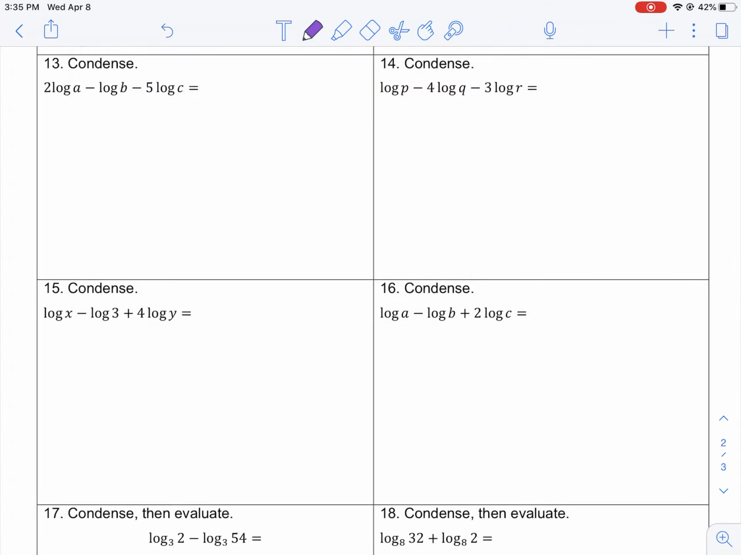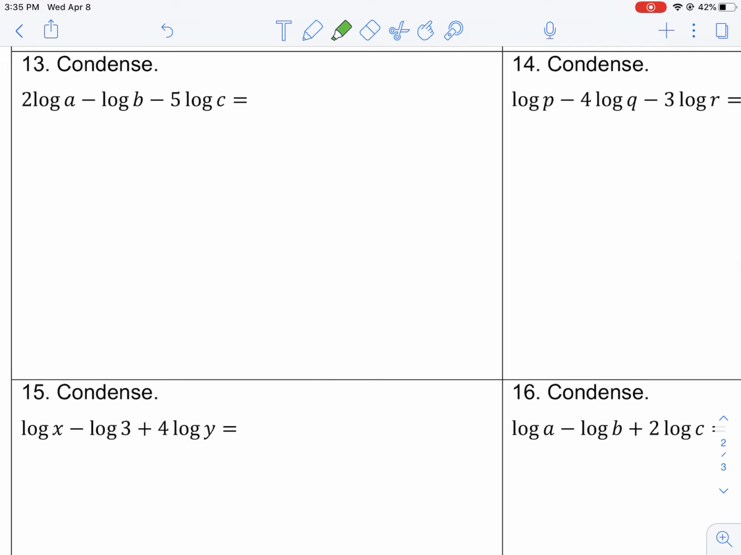Okay, so for the next problem, I'm again going to start by putting any numbers out in front and making them exponents. So this 2 and this 5 are going to become exponents. This is going to be log of a squared, and this one's going to be log of c to the 5th. Okay, now I'm only allowed to write the word log once.